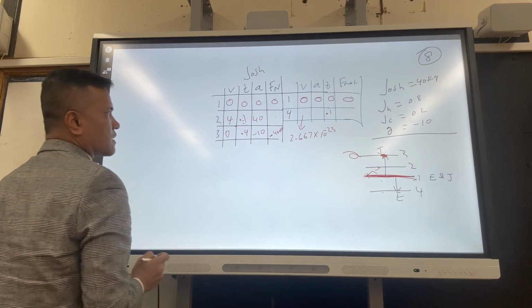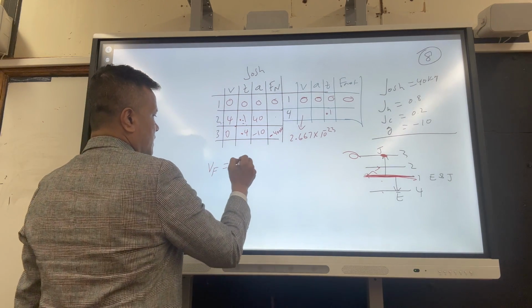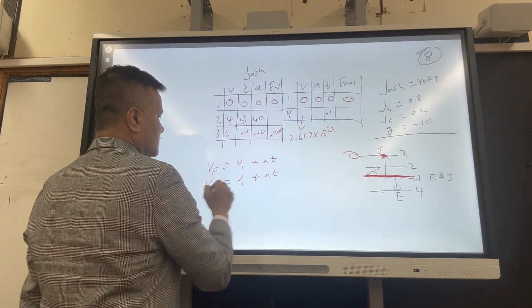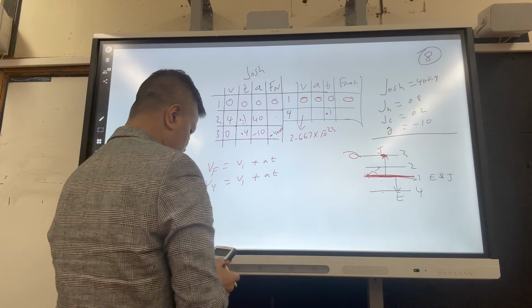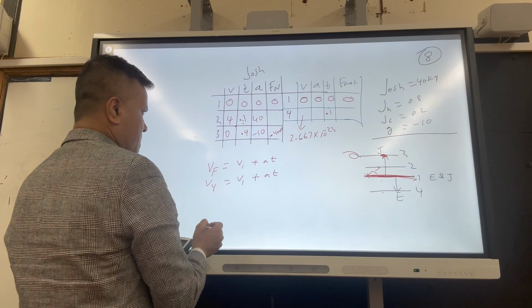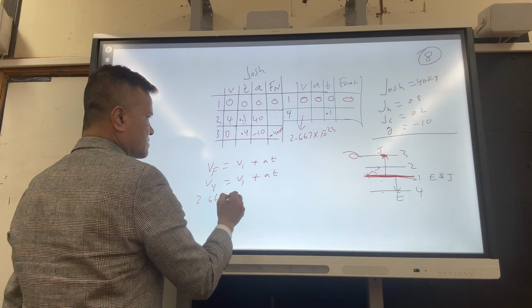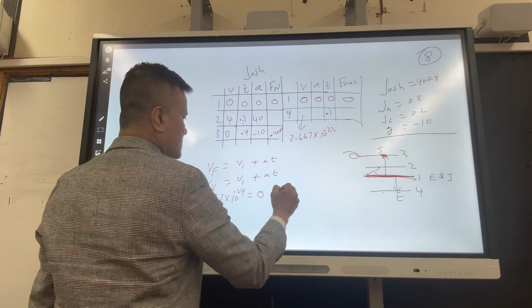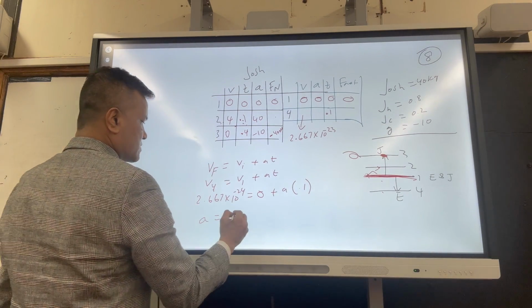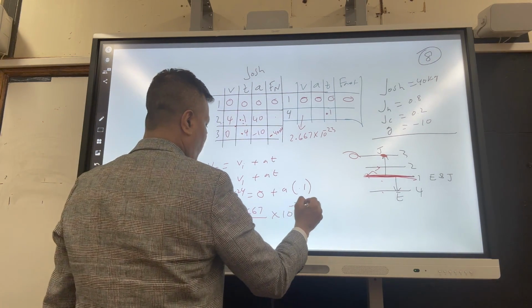Now we're going to find the acceleration of the Earth. Vf is equal to Vi plus at. So V at location 4 is equal to V at location 1 plus at. V at location 4 is this one, the velocity right here, which is 2.667 times 10 raised to negative 23. This is 0 plus the acceleration we're trying to find times t. Okay, now acceleration is 2.667 divided by 0.1 times 10 raised to negative 23.